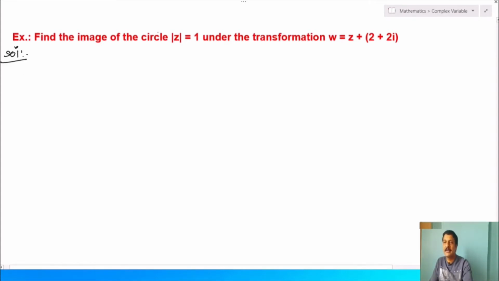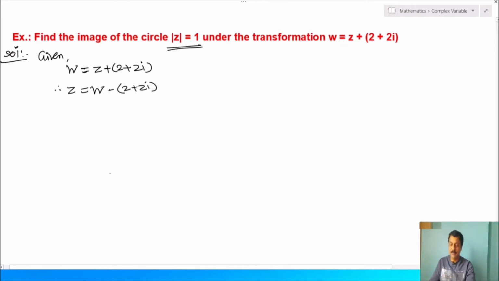Here we find the image of the circle mod of Z equal to 1 under the transformation W equal to Z plus 2 plus 2i. Note that here Z means x plus iy and W means u plus iv. So the given transformation is W equal to Z plus 2 plus 2i. Same thing I can write as Z equal to W minus 2 minus 2i. Why am I taking this Z? Because the given value is mod of Z equal to 1.